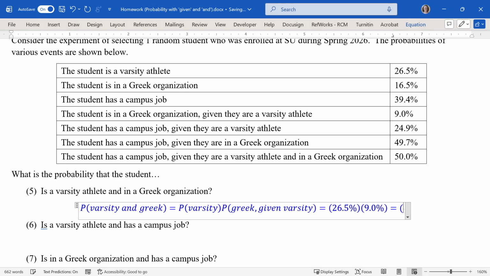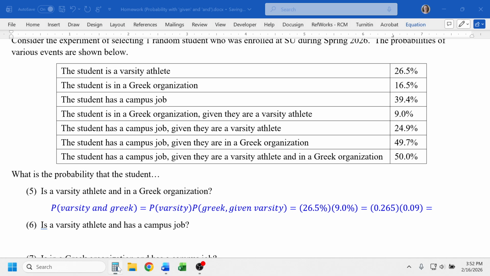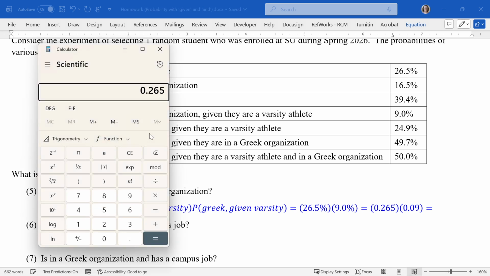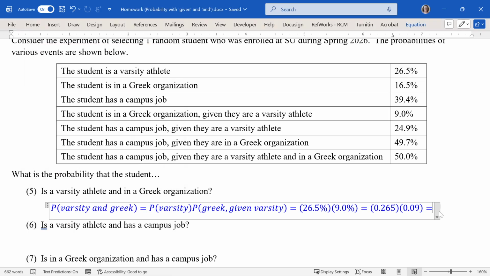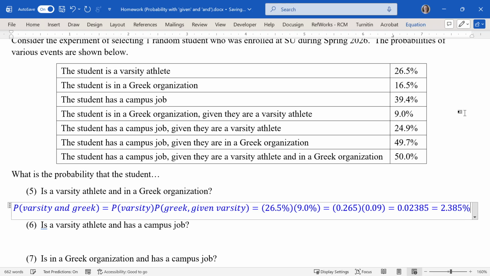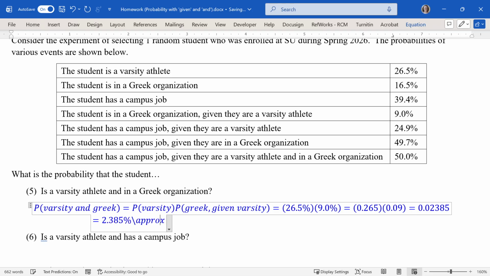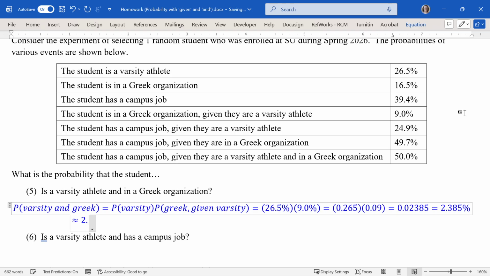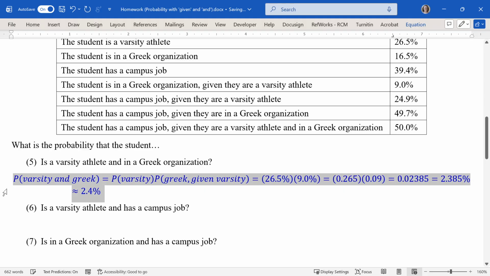How do you multiply percentages? You have to put these into decimal form. So this will be 0.09. Multiply them in decimal form. So 0.265 times 0.09, and we get 0.02385, which I can then convert back to a percentage as 2.385%. I'm okay if you want to round to the first decimal place, that's fine with me. This would be 2.4%. I haven't really given you a general rule of thumb for decimal places, so I'll let you know how many to use on a quiz or a test.